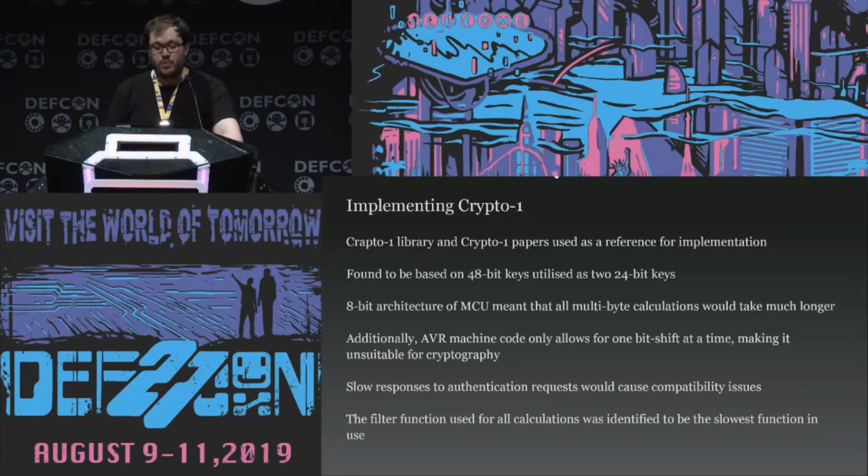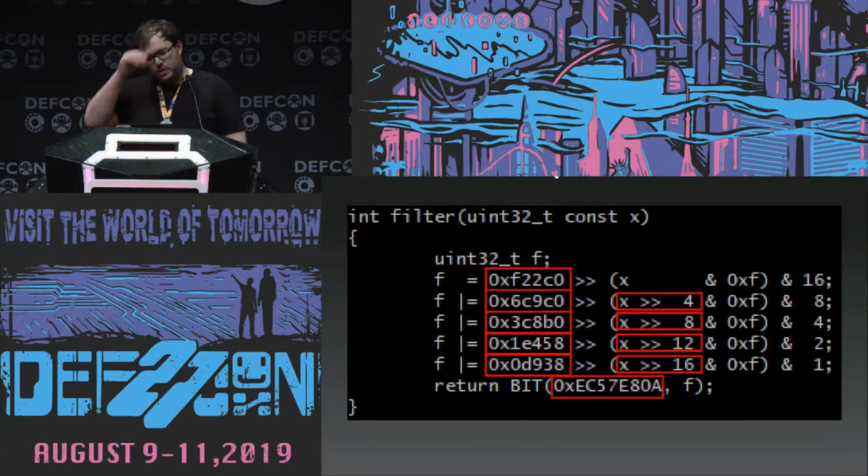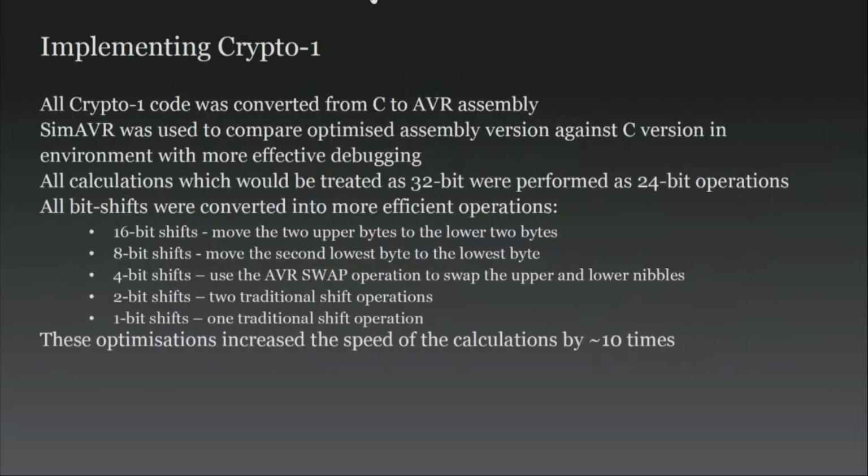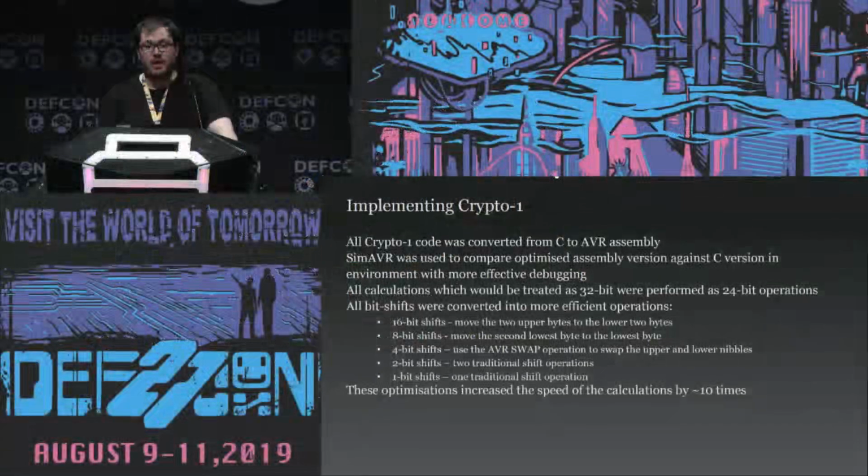I identified that the big problem was in the filter function of Crypto1, which has a lot of multi-byte shifts and calculations going on. So I identified all the parts of this where everything was going to be slow and all the communication wouldn't work, and I calculated these and took them in order to work out how I could improve their speed using assembly rather than C. So all the Crypto1 code was converted from C to assembly by hand in order to make sure that I could speed up anything I needed to.